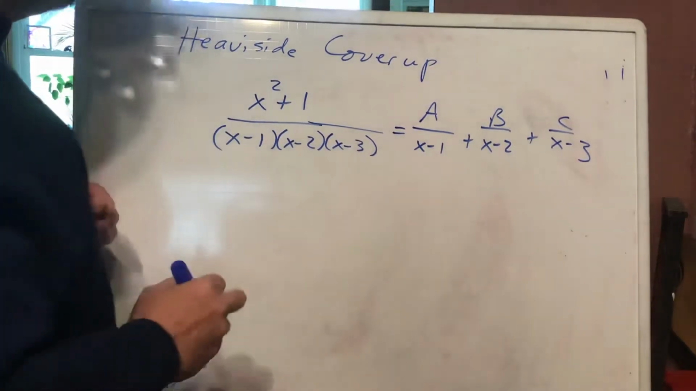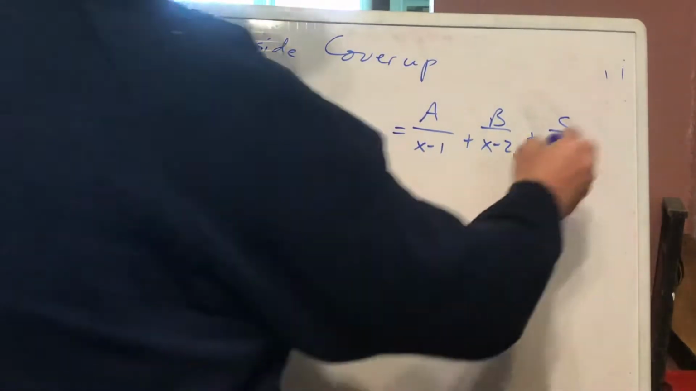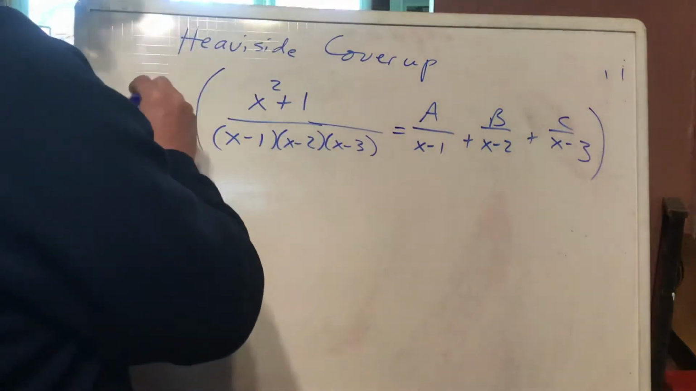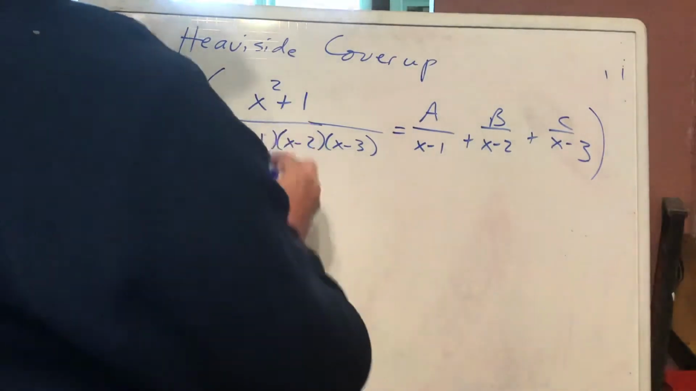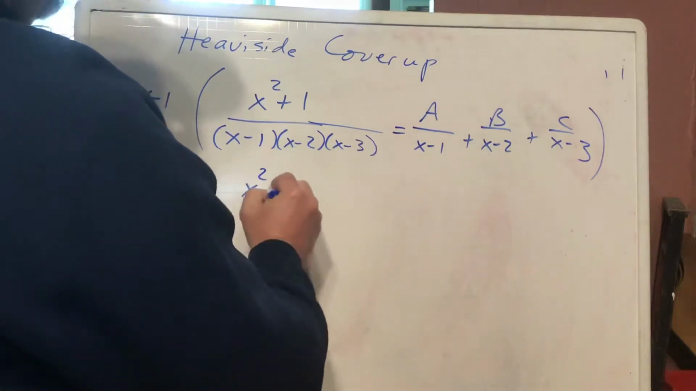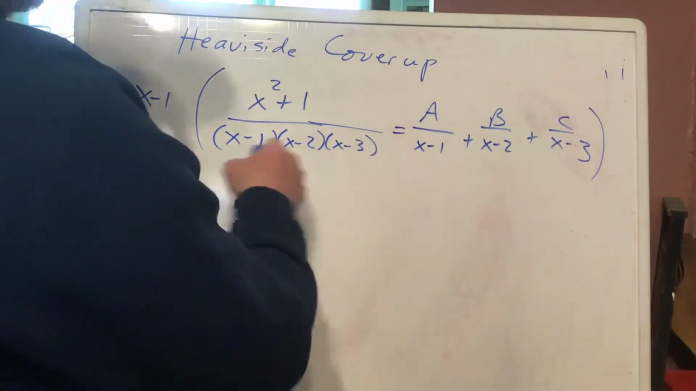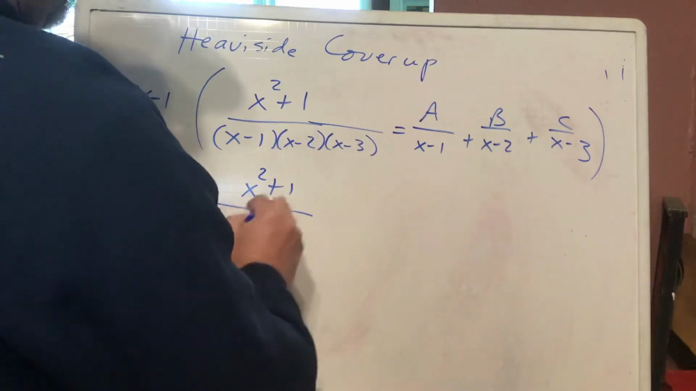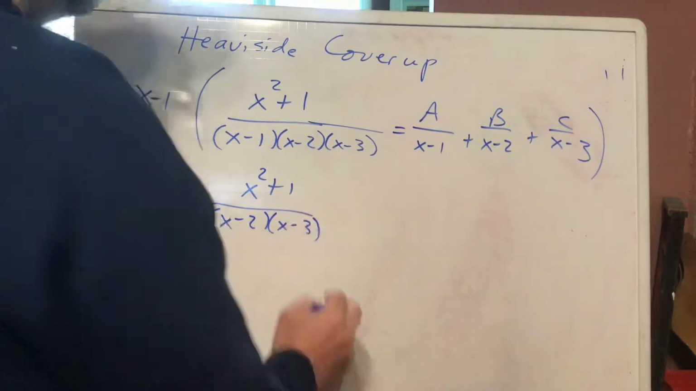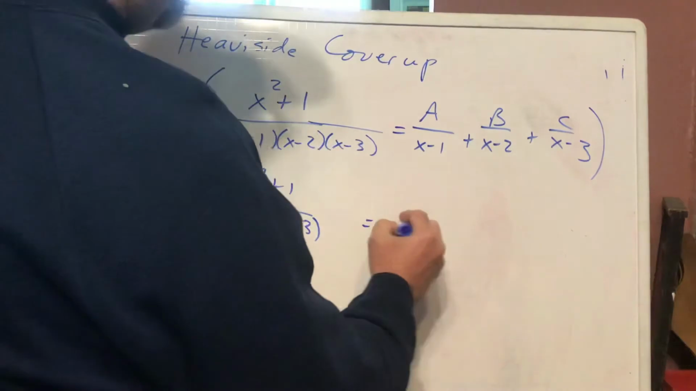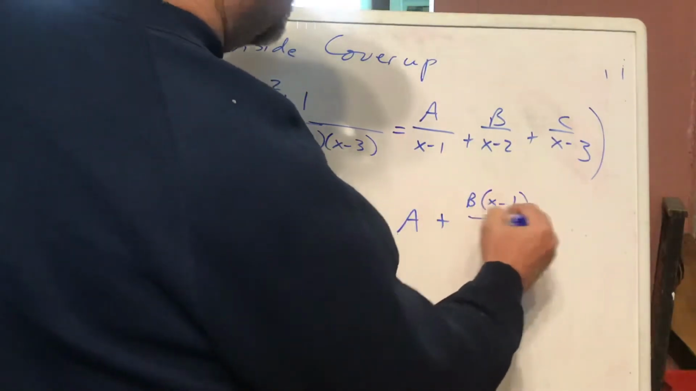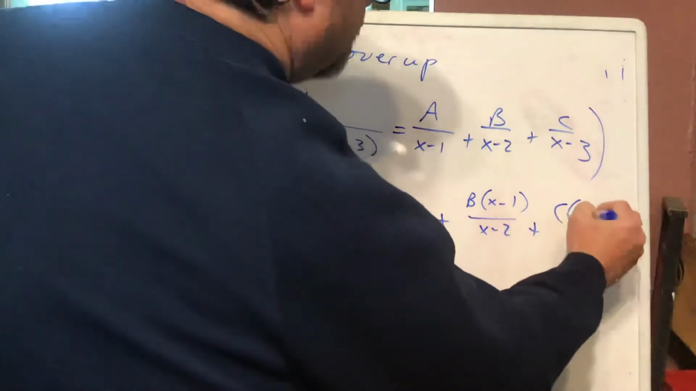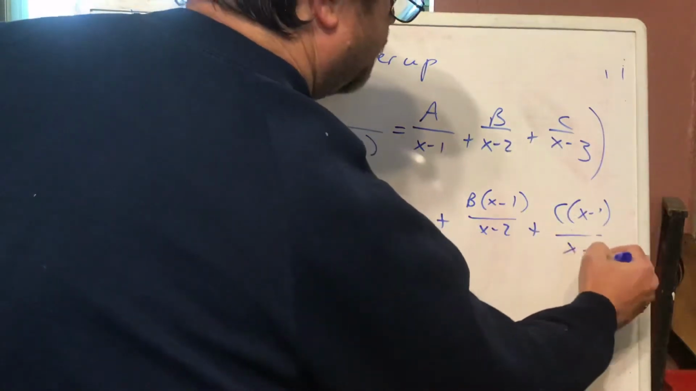Here's what we're going to do. We're going to take this whole thing and multiply times x minus 1. Only. And when I do that, what happens here? Well, on this side, the x minus 1 on the bottom will just cancel this x minus 1, so I'll have this. Over here, I'll just have a plus b times x minus 1 over x minus 2 plus c times x minus 1 over x minus 3.